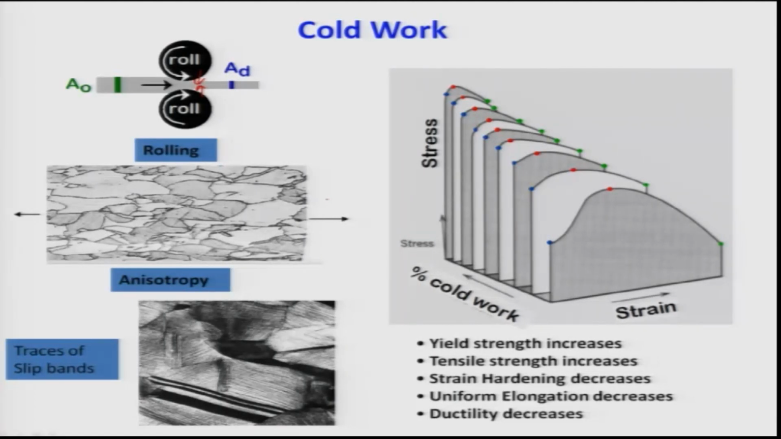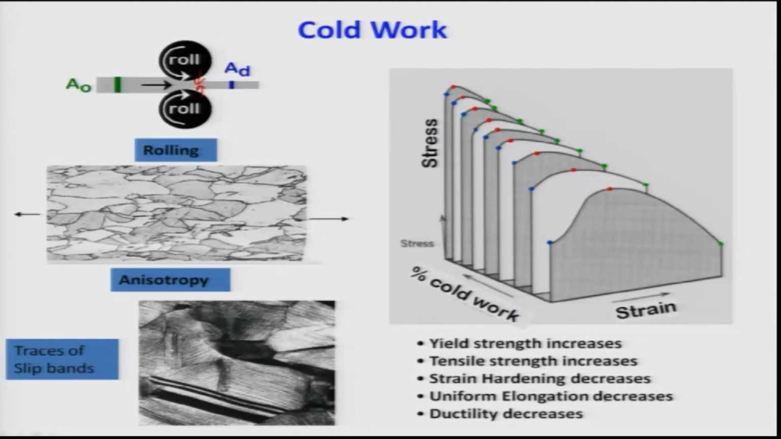the direction of loading. That is obvious because in one direction the material is getting compressed. So, that is why the grains will try to elongate in the direction perpendicular to it. And this defect structure leads to an increase in the yield strength and the tensile strength, but a decrease in the uniform elongation and a decrease in the ductility.